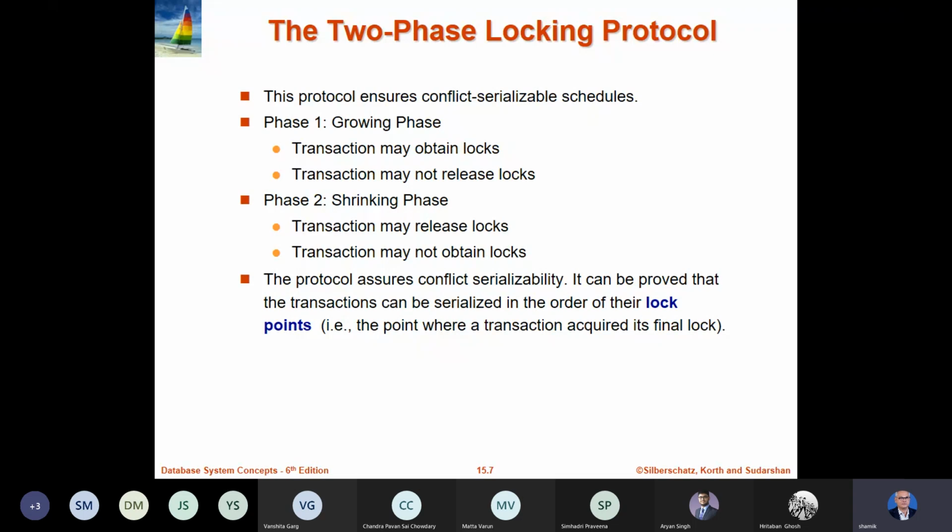Now there is a transaction T1 which is acquiring locks, and at some point of time, say at 10:30, it got its final lock. Now it will release. So 10:30 is its lock point. Another transaction T2 in the same schedule was also acquiring locks. At 10:31 it completed acquiring all the locks. Now it can only release the locks. Another transaction T3.